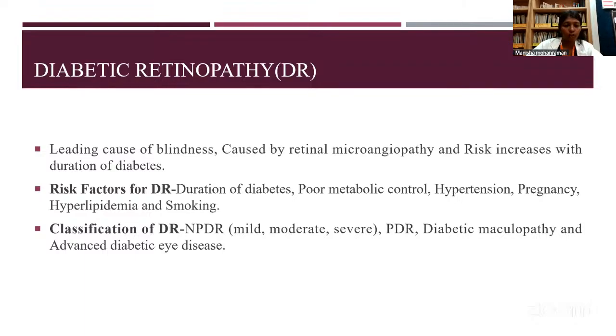The classification of DR has 4 categories. The first one is NPDR, non-proliferative diabetic retinopathy. The second one is proliferative diabetic retinopathy. The third one is diabetic maculopathy, and the last one is advanced diabetic eye disease.